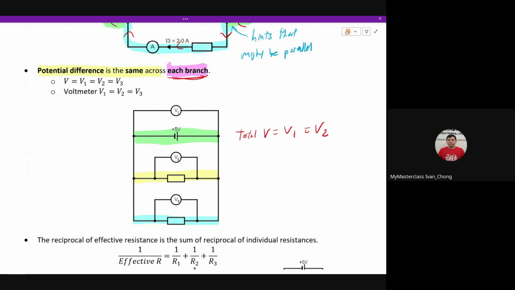Okay, so what I mean by this, remember when we were talking about your parallel? If I go one loop like this, I need to use up all of my 5 volts. So just to go through this one, I need to use up everything, 5 volts for this. Same thing, if I go my second path, I need to use up 5 volts for this as well. So both of these are 5 volts each. As long as you know that this is parallel, this whole thing will be 5 volts.